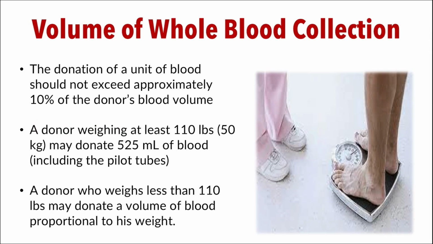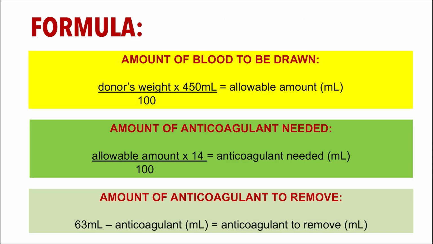Okay? Next one. How about the volume of whole blood collection? The donation of a unit of blood should not exceed approximately 10% of the donor's blood volume. A donor weighing at least 110 pounds or 50 kilograms may donate 525 ml of blood. Okay, 525 ml is already including the pilot tube. And a donor who weighs less than 110 pounds, again, as I have mentioned, may still donate a volume of blood proportional to his weight. So we have calculations such as this one.